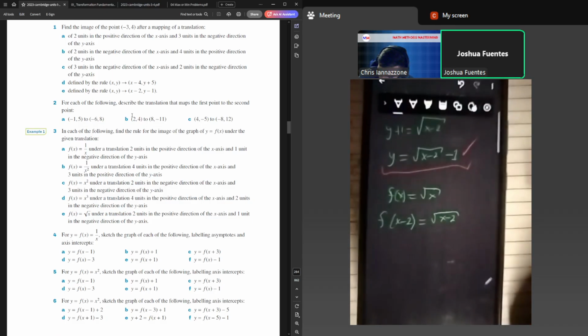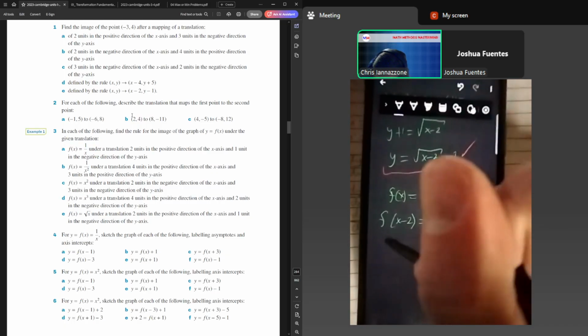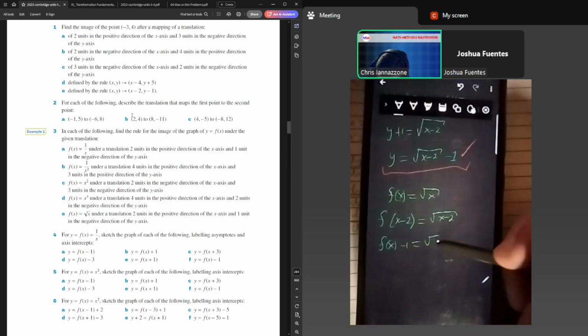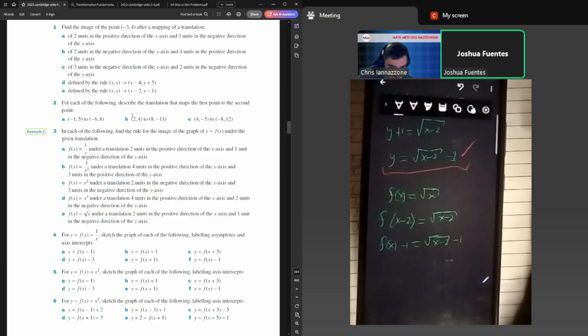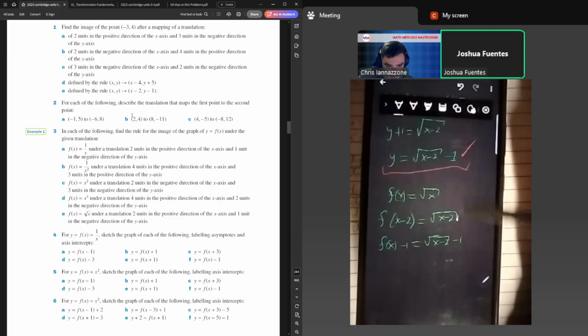Then the next thing, if it's a shift down by 1, you're doing f of x minus 1. And then that's going to go square root x minus 2 minus 1. And so it gets you there slightly faster, but you just have to remember that you have to leave off or start where you left off.